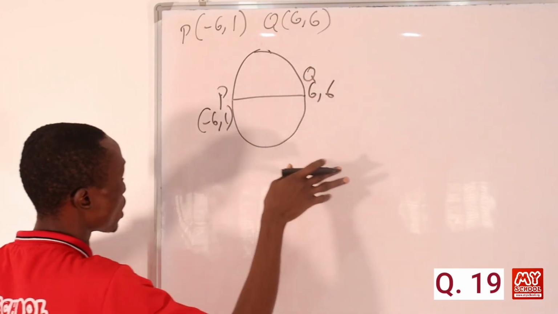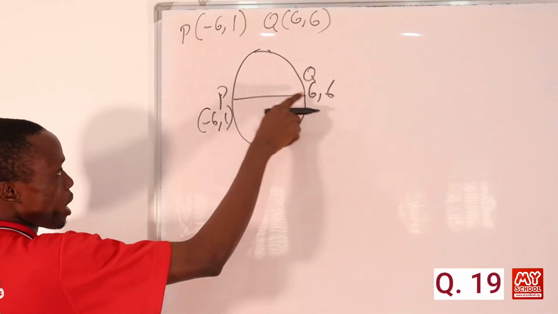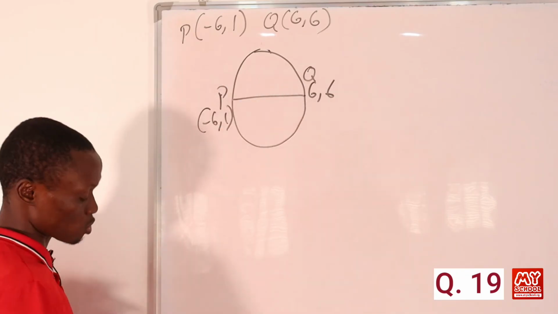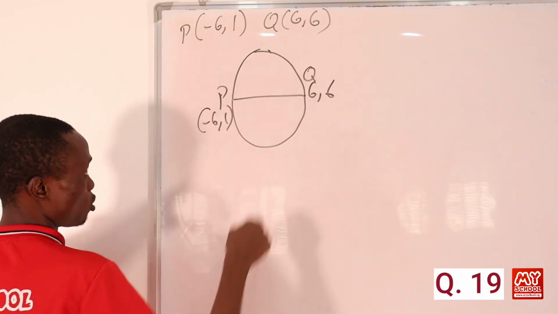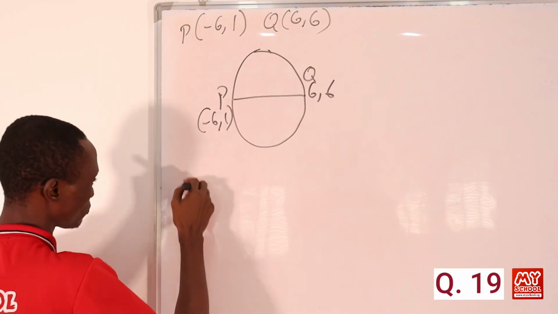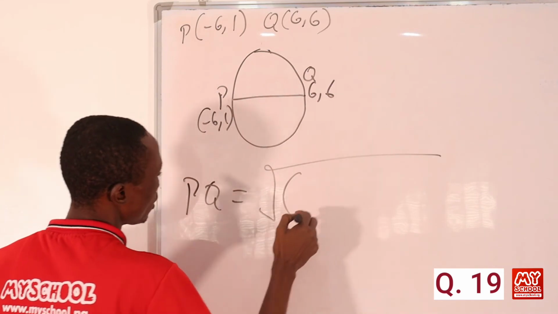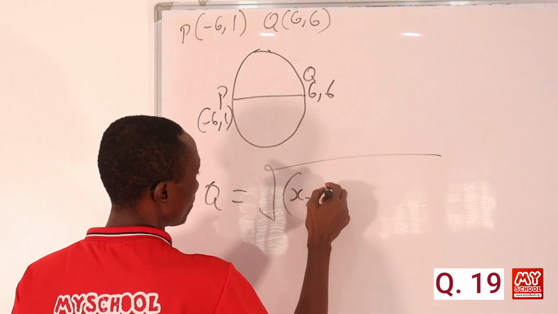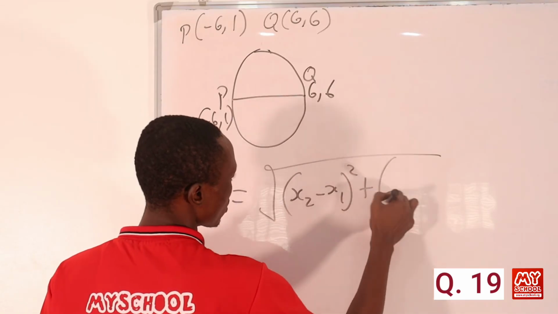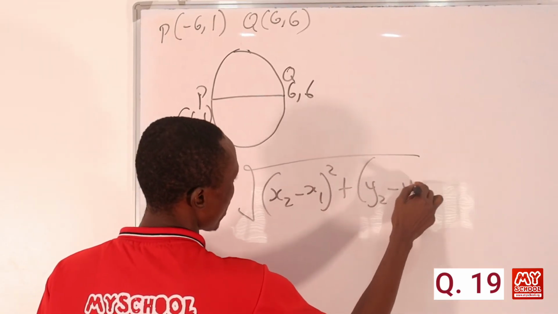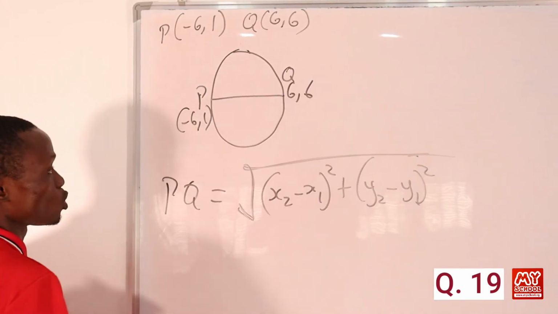Okay, so in this question we are asked to calculate the radius of this circle, but we don't know the distance between P and Q. So before we can calculate the radius, we'll first calculate the distance between points P and Q. Let's say this will be equal to the root of x2 minus x1 squared plus y2 minus y1 squared. Okay, so this is the formula for calculating the distance between two points.